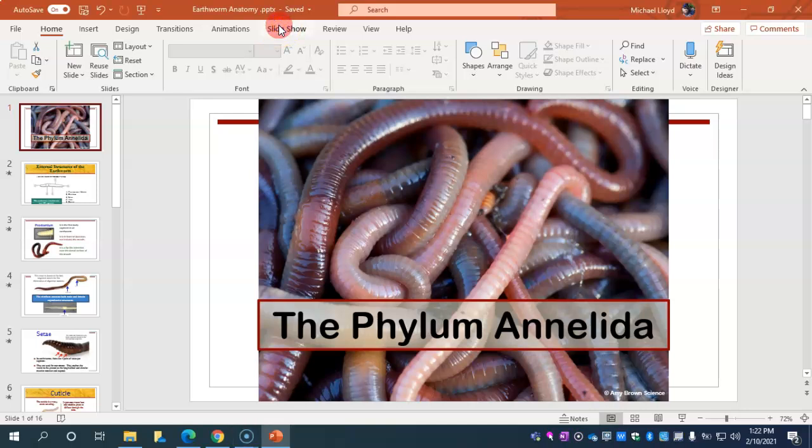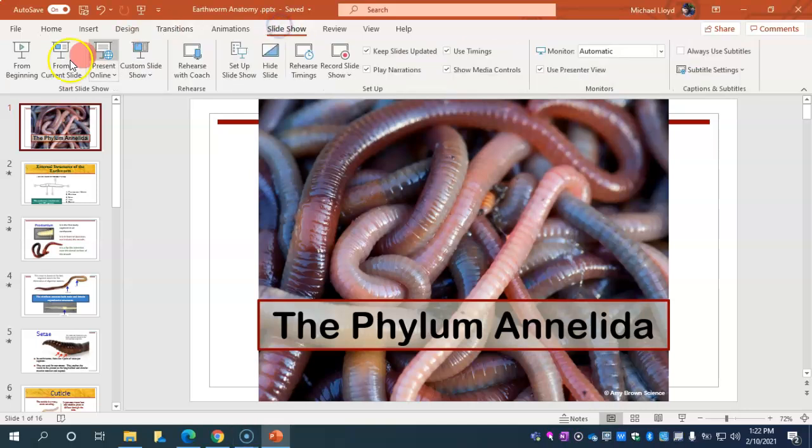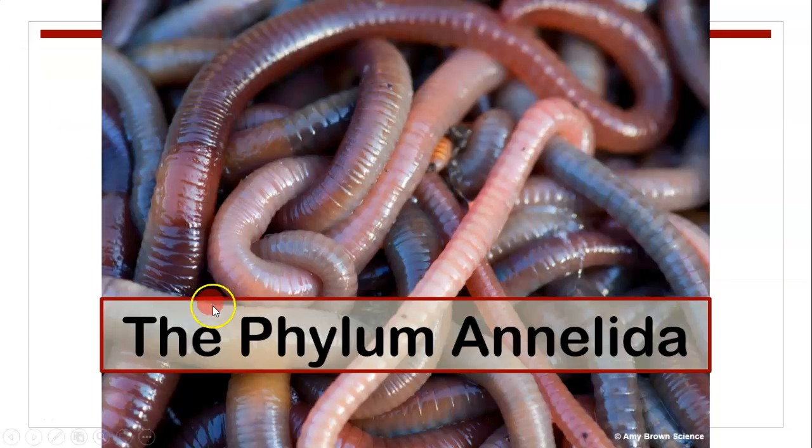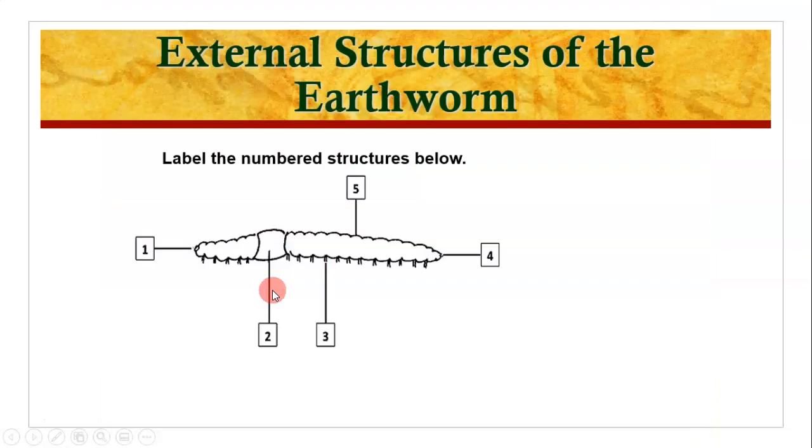Okay, everybody, so let's talk about some of the external anatomy of the earthworm, which is probably one of the more important creatures that we'll study this year, and hopefully you'll learn why. So in your notes, you're going to need to label these particular structures here, 1 through 5. And let me show you probably the easiest way to do this.